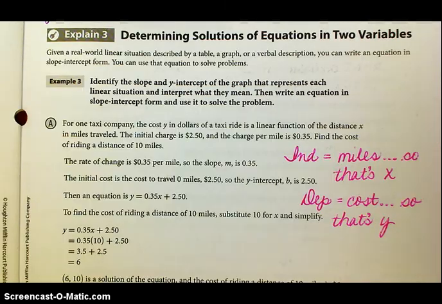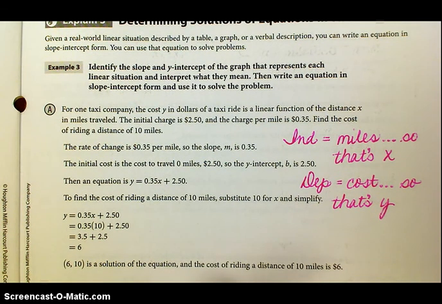All right, I'm now towards the bottom on page 251. Example 3 says to identify the slope and y-intercept of the graph that represents each linear situation and interpret what they mean. Then write an equation in slope-intercept form and use it to solve the problem. All right, so for the most part, A is done for you, but let's go ahead and walk through it so that you understand what they did.